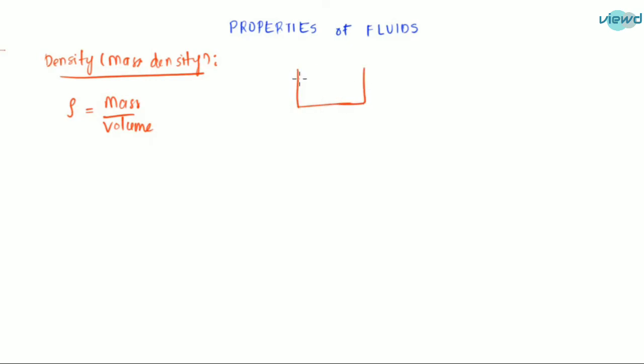If there is a container of, let us say, 1 meter cube, and the liquid is filled in this, then to calculate the density, we need to find the mass of the liquid divided by the volume. What is the unit of mass? It is kg. Then what is the unit of volume? It is meter cube. Kg per meter cube is the unit of density.